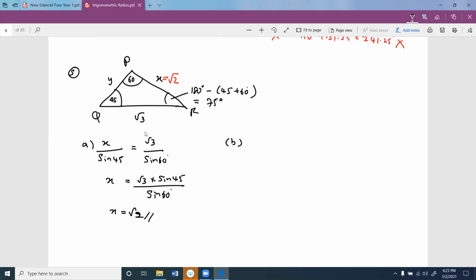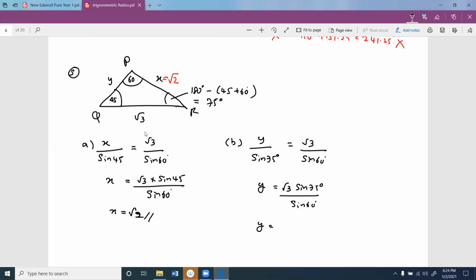So you can simply apply the sine rule again. So you can say y divided by sine 75. Since I know the other angles, you can use any of them preferably. So it's root 3 over sine 60. So with that you can say y equals root 3 sine 75 divided by sine 60. So we get the answer y equals root 3 sine 75 divided by sine 60.